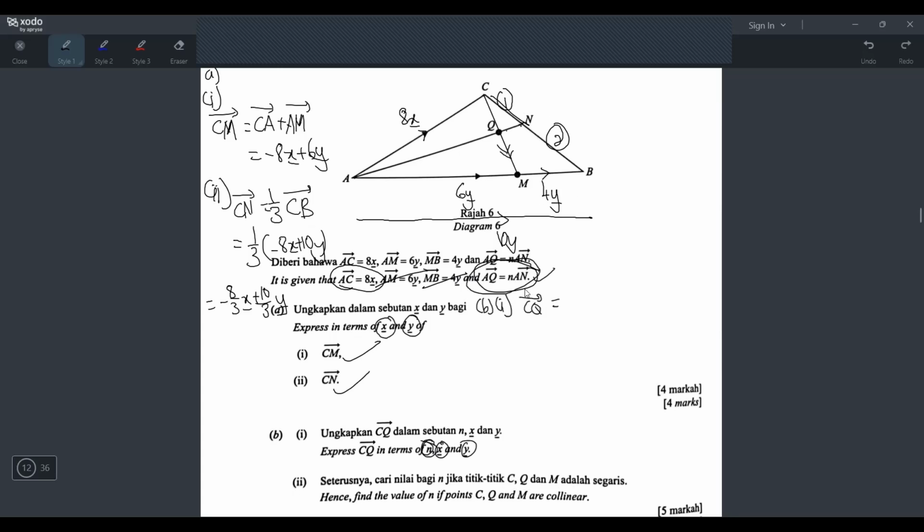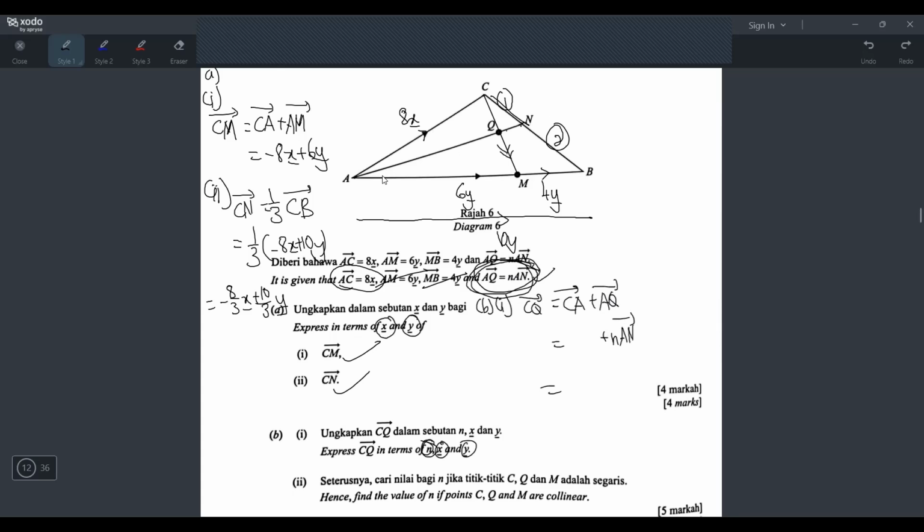Okay. But how to use this information? This is vector AQ. I want to find vector CQ. So what will be the connection between them? C to Q, A to Q. So what is the missing here? The missing line here is C to A, right? So if you want to find CQ, you can go CA plus AQ. And then AQ, you can replace with nAN. Now you can do it. If you do it like this, your answer has n already. It means you already use this information. But you have to fill in the CA vector, and also you have to find out the AN vector later.